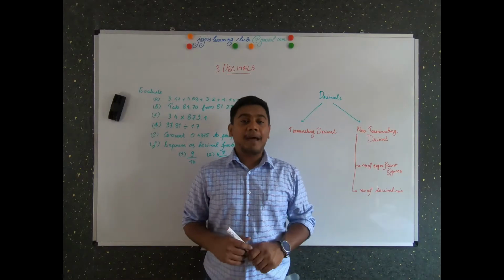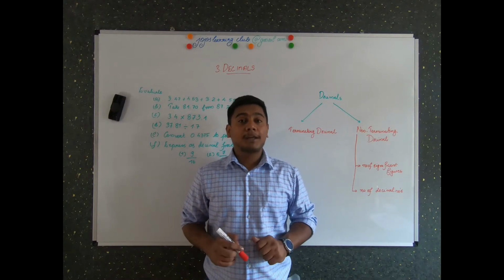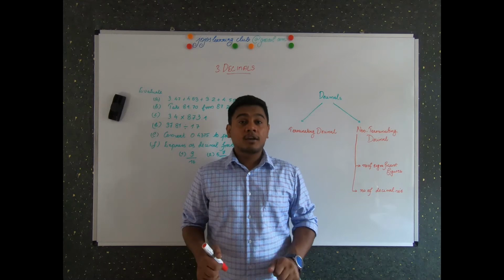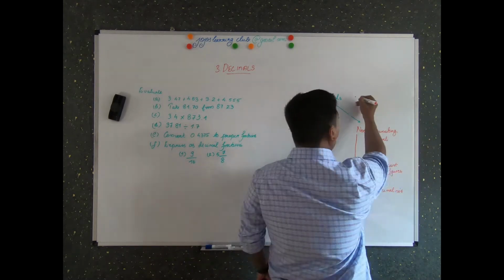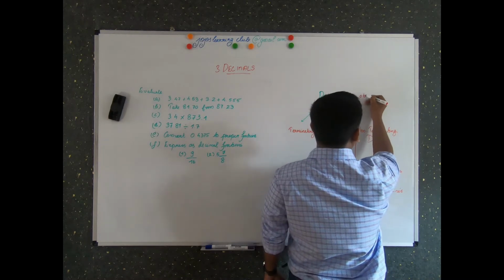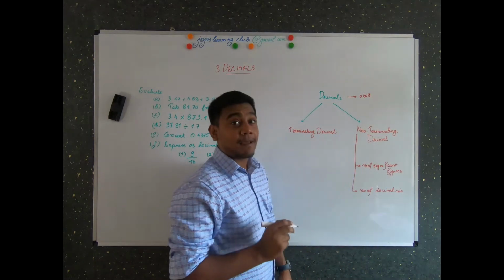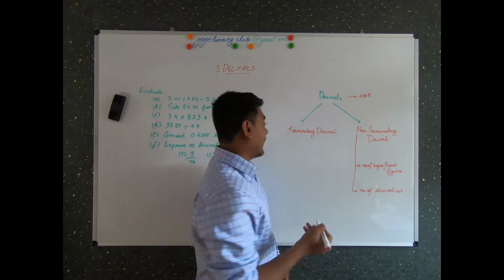Hello everyone, I'm back again. So today my topic would be on decimals. The decimal numbers are based on the digits 0 to 9. Let me write an example for decimals for your better understanding.